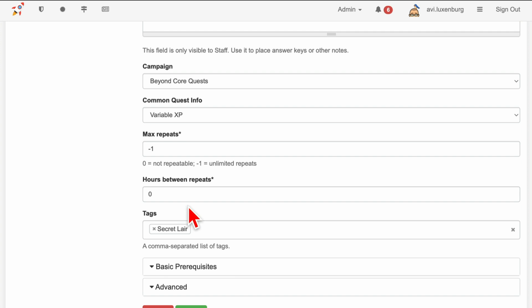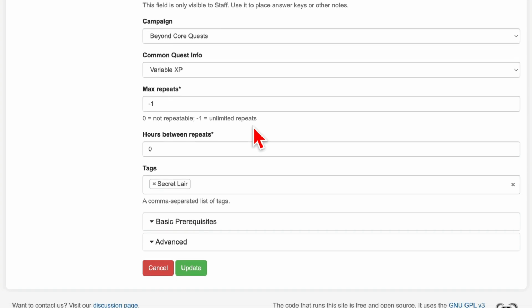Now there's something else about this quest. Because I've got unlimited repeats, I could have students submitting 1500 XP, which is half the course. This particular course had a maximum XP of 3000. So how do I keep students from submitting nothing but secret lair XP to take care of themselves?